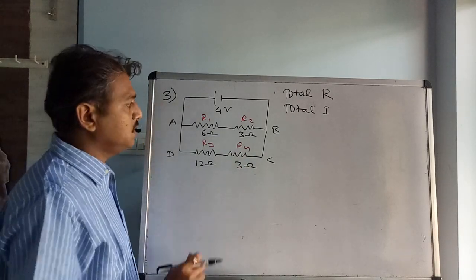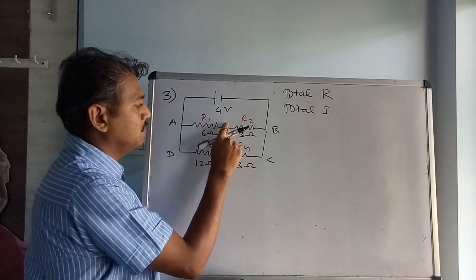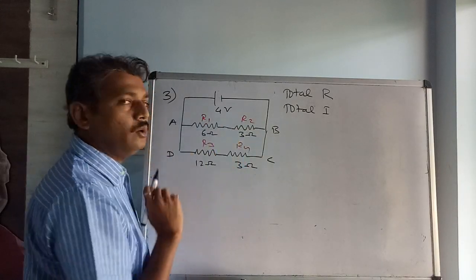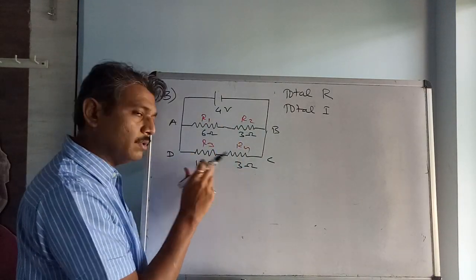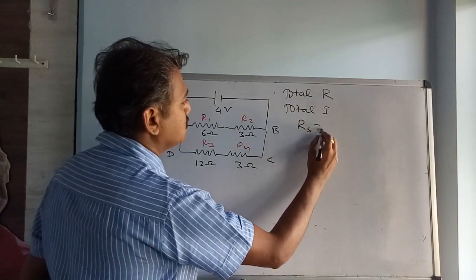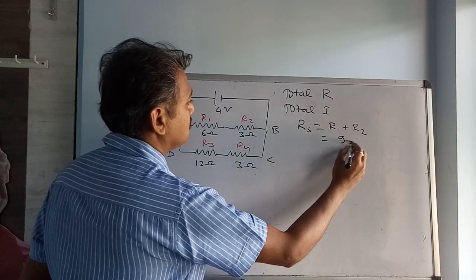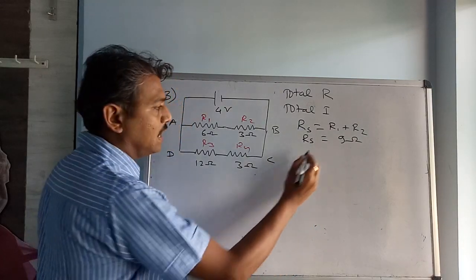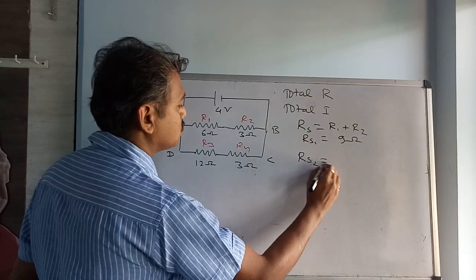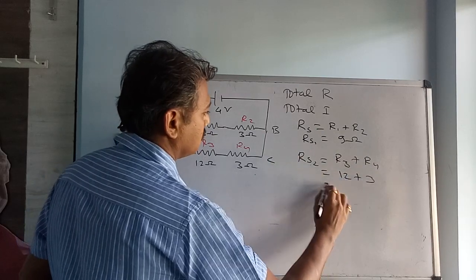So first of all, if you see, R1 and R2 are in series with each other because they are joined end to end. If, as I am always saying, this wire is broken, the current will not flow. So R1 and R2 are in series. Same, R3 and R4 are also in series with each other. So you can do it as Rs is equal to R1 plus R2. So you will get one answer as 9 ohm. You can name this as Rs1. In the same way, you can go with Rs2 as R3 plus R4, 12 plus 3, 15 ohm.